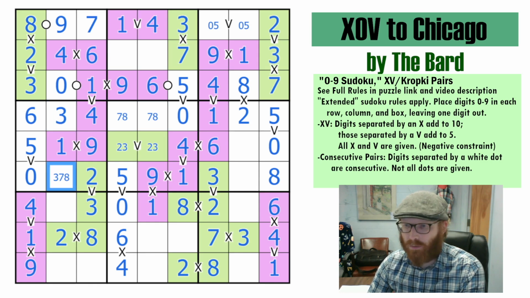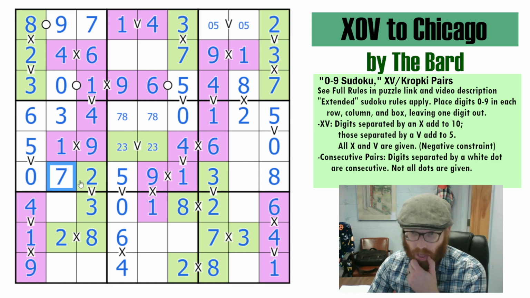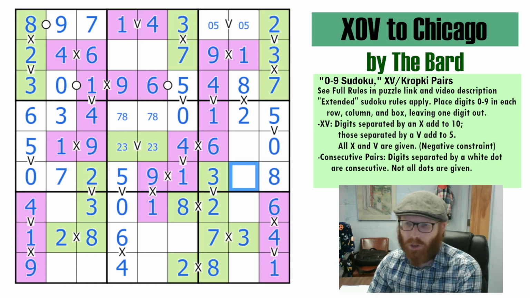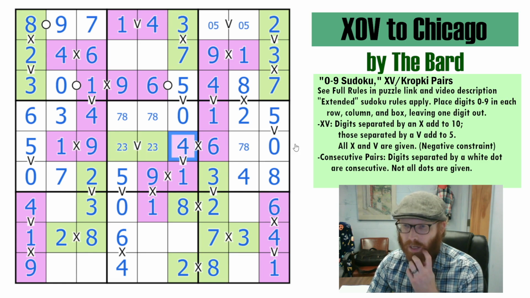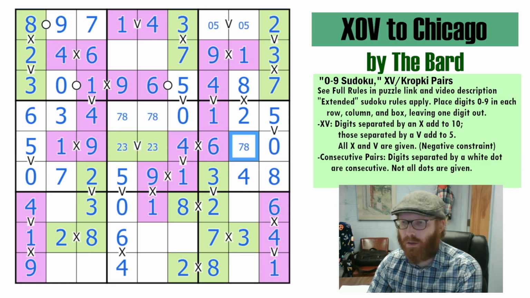So that's not a 3. That's a 7, 8, which is resolved by that 8. So that is a 7. This row could be a 4 or 6. But there's a 6 right there, so that's a 4. And what goes here? It's either an 8 or a 7. There's a 9 in the column, but there's an 8 in the box, so that is a 7.